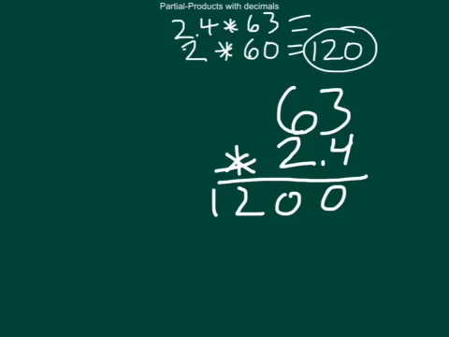Okay. Next, I need to do 60 times 4. So that 6 times 4 is 24. But it's 60, so I have to multiply by 10, so 24 times 10 is 240. Next, I need to move to my 20. I've already done 20 times 60. I don't do it again. I do 20 times 3. That gives me 60. And last but not least, I need to do 3 times 4, which gives me 12.